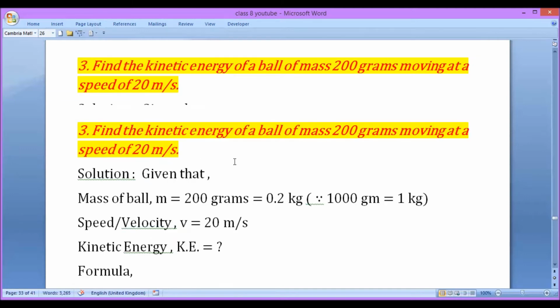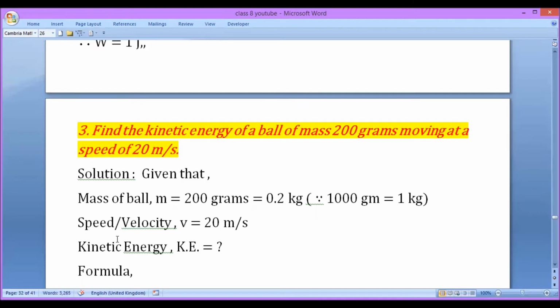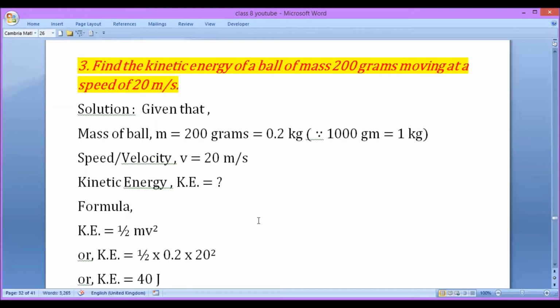Speed or velocity, we can write speed or velocity. In this question, we can write speed and velocity as the same word, but speed and velocity are different. But in this question, we can write speed or velocity. Okay, understood? V is equal to 20 meter per second, which is given in the question, and we have to calculate the kinetic energy. Kinetic energy, KE is equal to what?